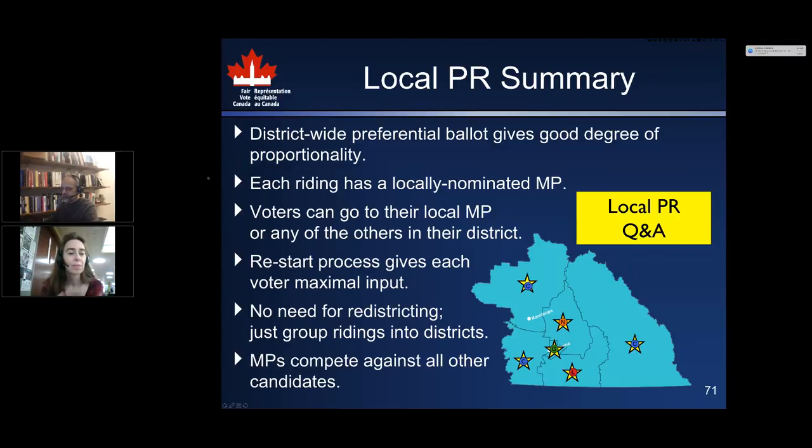Okay. How many candidates would voters rank with local PR? Can you give an example?